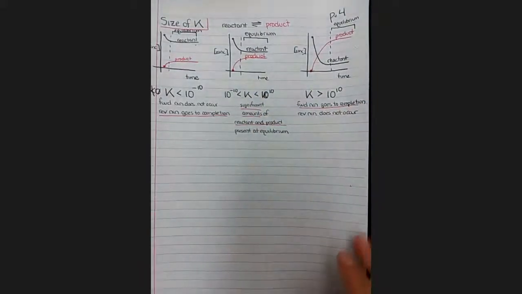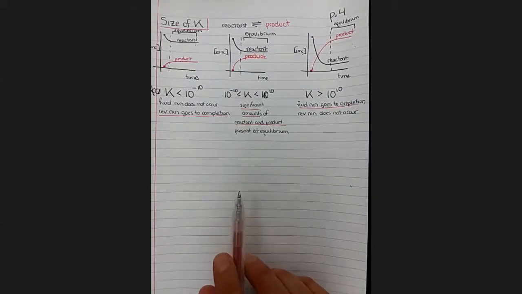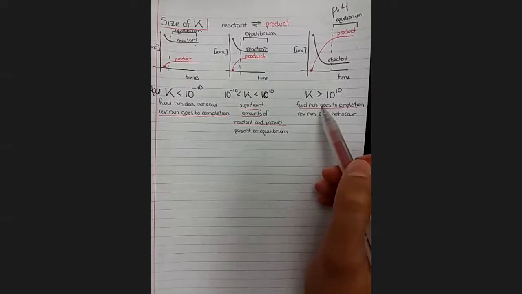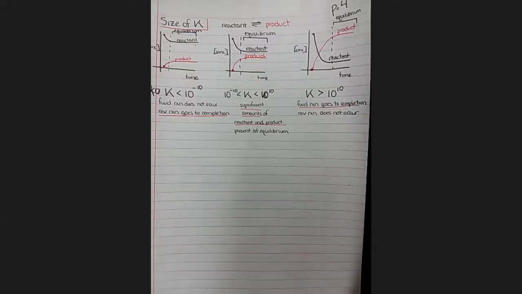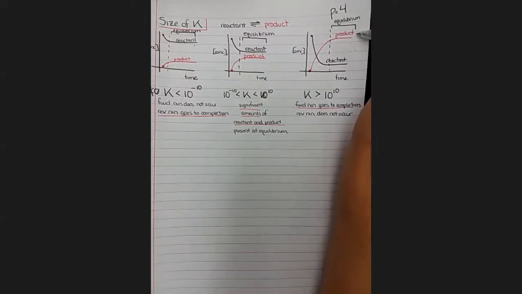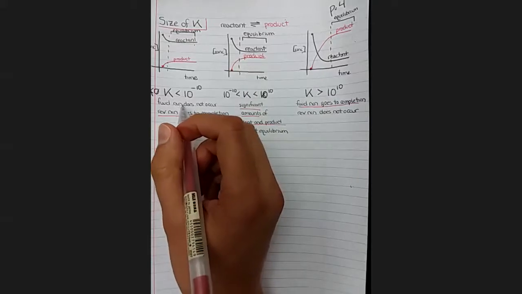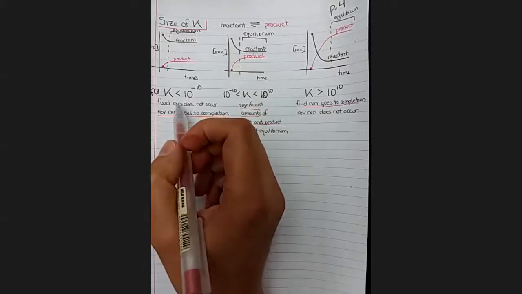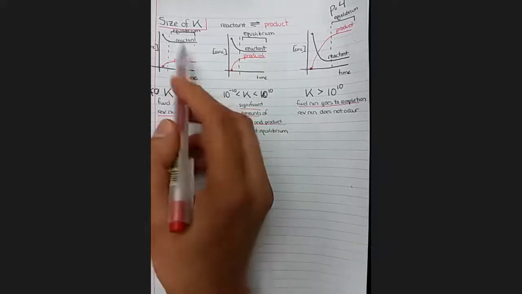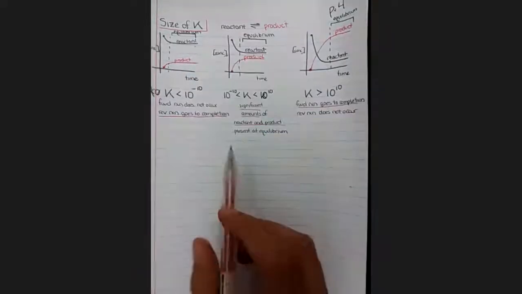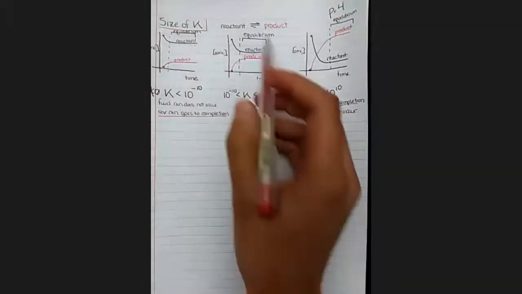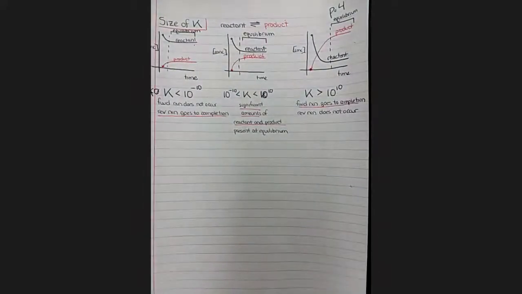So this is important. If I asked you to draw me a picture of what the concentrations might look like if I had a K value that was greater than 10 to the 10th, you would draw me something where the product concentration was much higher than the reactant. If I asked you to draw me a picture of the concentrations for a reaction where the K value was very, very small, you would draw mostly reactant. And if I didn't specify, you would draw something more like the middle, where there are appreciable amounts of reactant and product present.